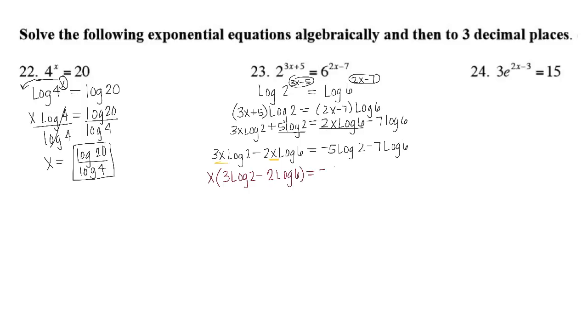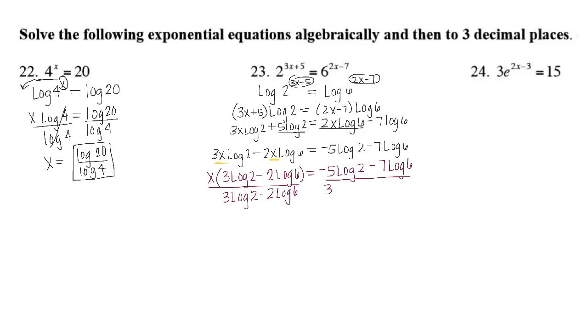And that's equal to negative 5 log 2 minus 7 log 6. And then finally, since we're solving for x, we're going to divide both sides of our equation by what's inside the parentheses, and that will get our x value by itself. So I'm going to divide by 3 log 2 minus 2 log 6 on the left side, and we'll do that over here on the right side.